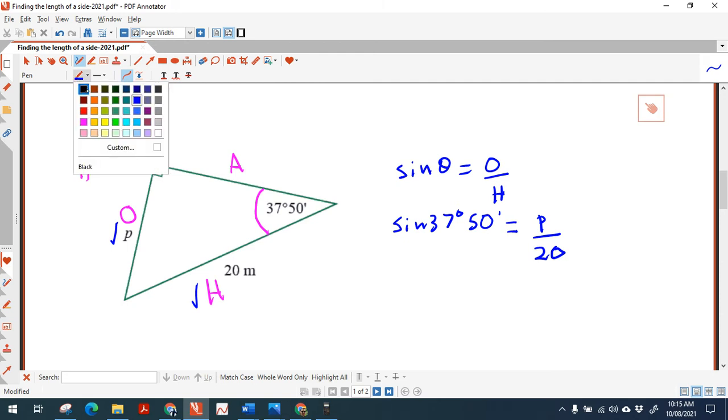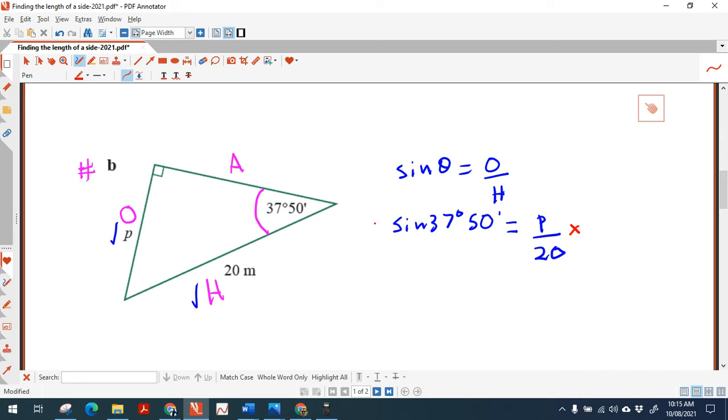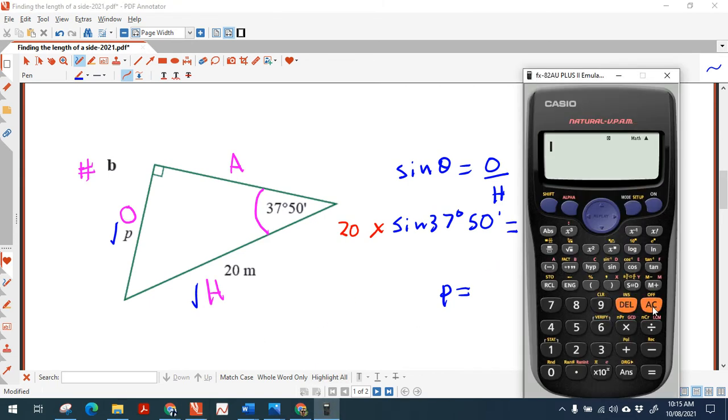Okay, now same thing as before, we're going to get rid of the divide by sign. And then we're going to multiply both sides by 20. And then cancel those. And that'll give you P is equal to 20 times sine 37 degrees 50 minutes. So let's look at that.